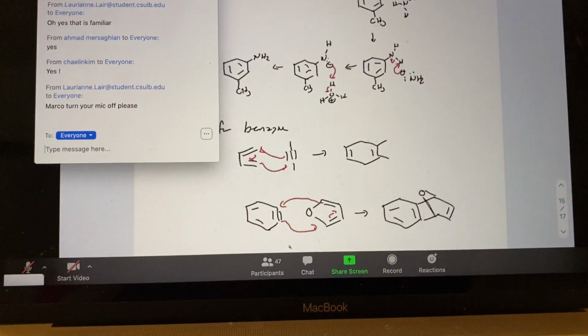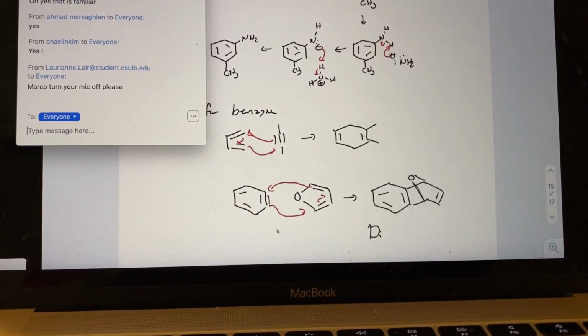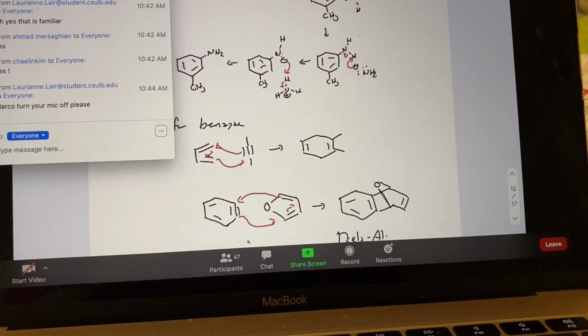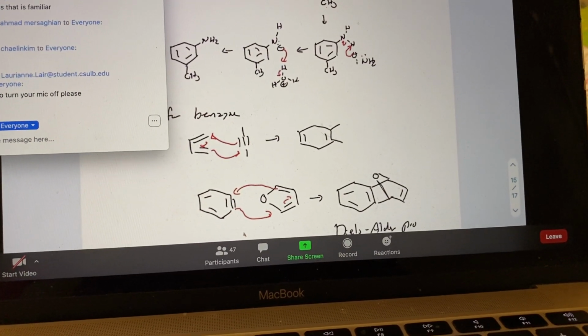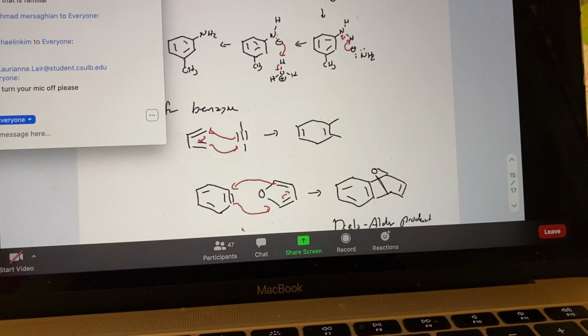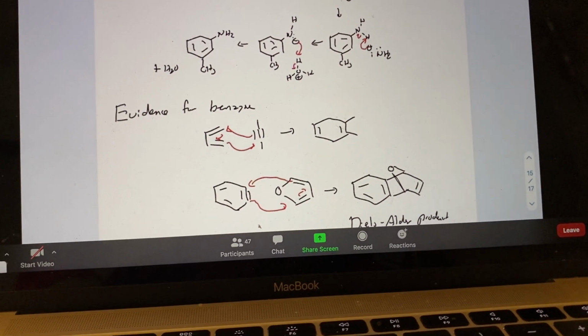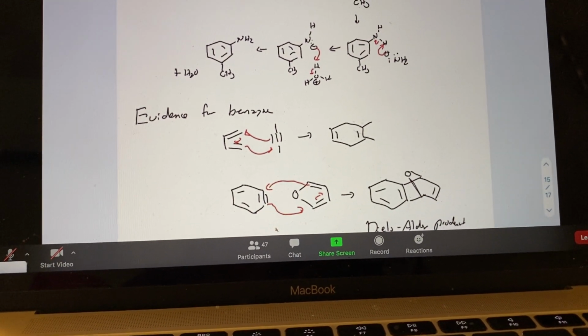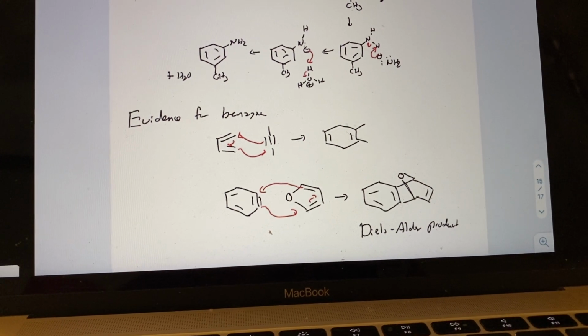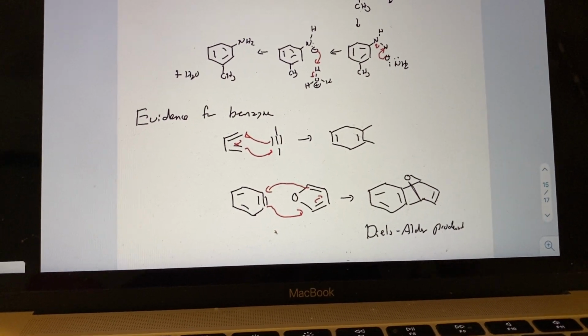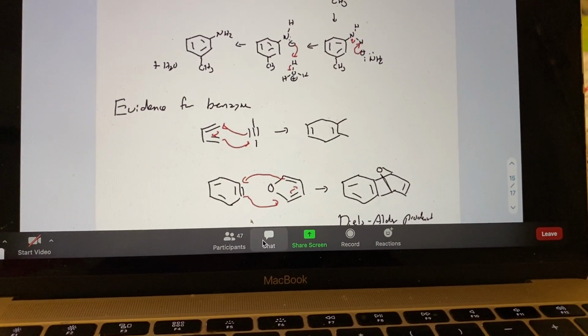Okay, so there's actually evidence for this Diels-Alder product. And so this was a great example of providing strong evidence for the benzyne intermediate. Now, it's a nice connection back to the Diels-Alder reaction as well.